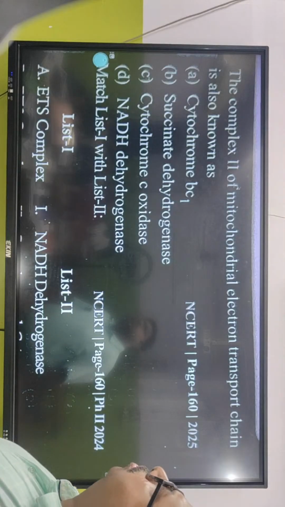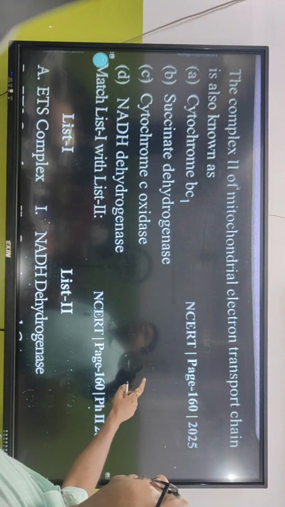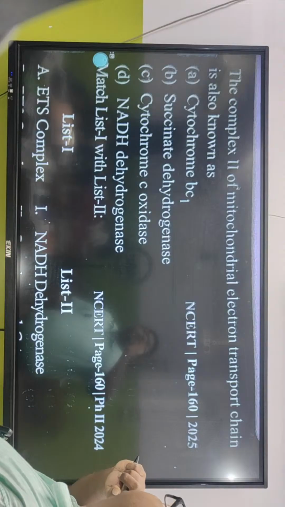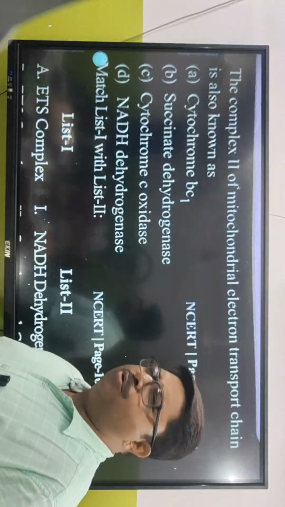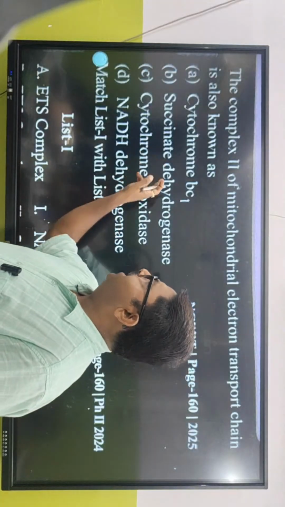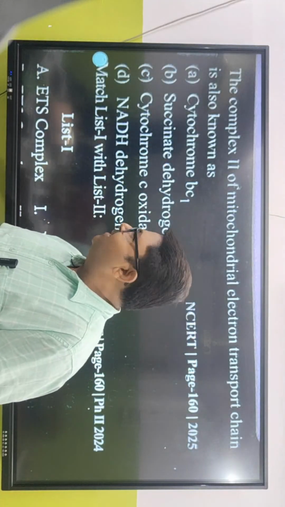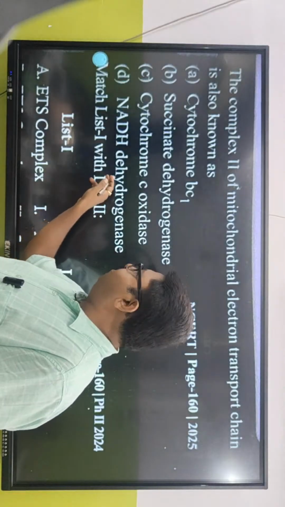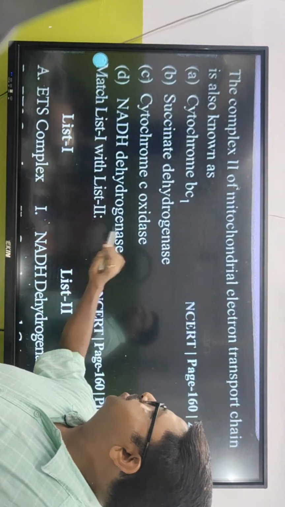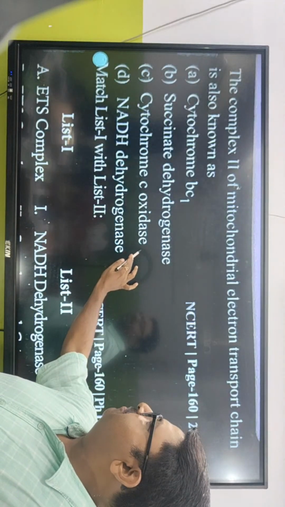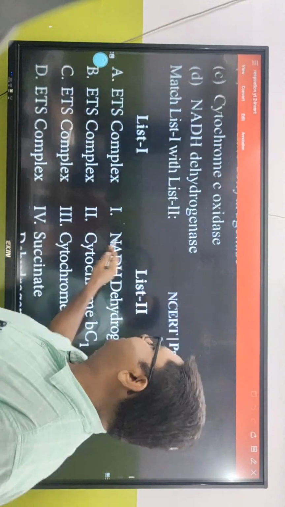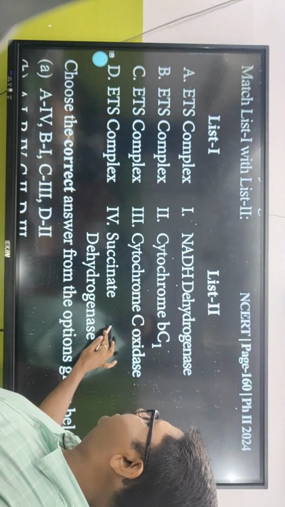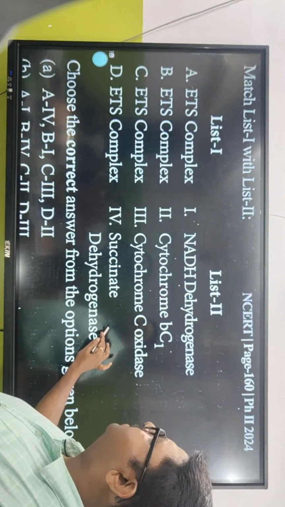The complex 2. Complex 2 পারবি না? Complex 2 of mitochondrial electron transport chain is known as, যদিও কোনো আইডিয়া, succinate dehydrogenase. NADH dehydrogenase নয়, ওটা complex 1। This is complex 1, this is complex 2, this is complex 4, this is complex 3. পড়াবো ETS next day। এটা বল ভাই রাম, ETS এ কোশ্চেন চলে দিয়েছি রে, ETS কমপ্লেক্স পারবি?